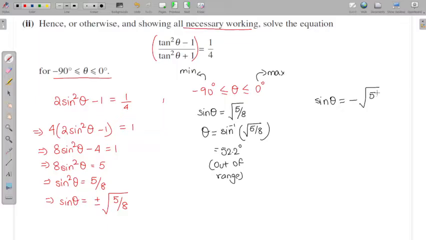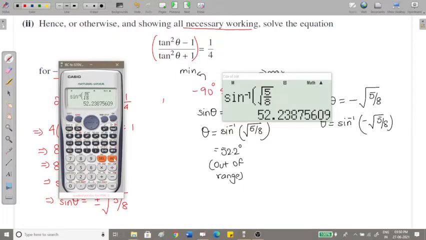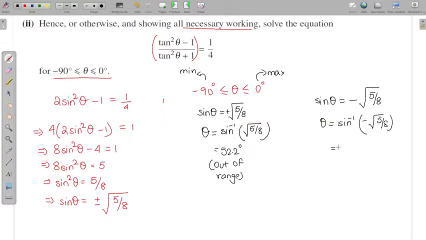equal to minus square root of 5 over 8. Till now we were working with plus square root of 5 over 8. Now we'll be working with minus of that. So theta will be sine inverse of minus square root of 5 over 8. Again, let's bring out our calculator. It comes to minus 52.2 degrees, which is well within the range given. So our final answer for theta will be minus 52.2 degrees. Okay, that's the final answer.